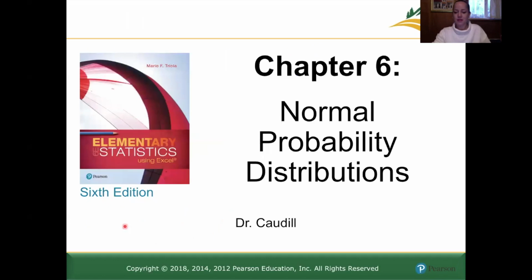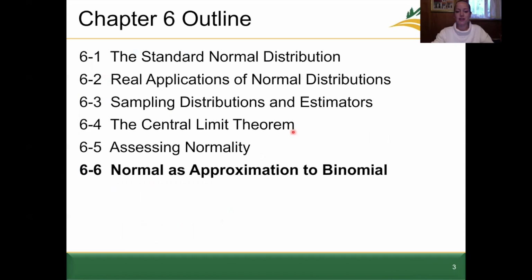Okay, so we're continuing on with chapter 6. We're still talking about normal probability distributions. In 6.6, we're going to talk about normality as an approximation for a binomial distribution. We have covered binomial distributions previously in chapter 5, section 2. So for a full refresher on that, you can go back to 5.2.